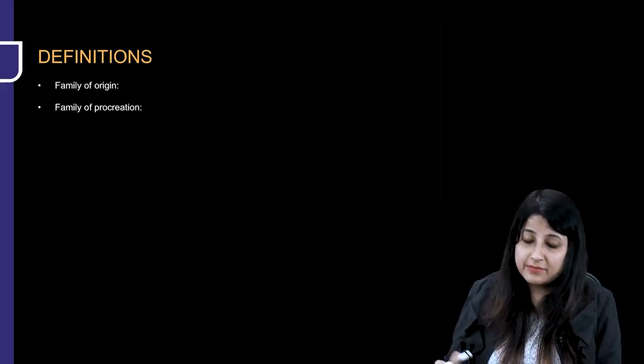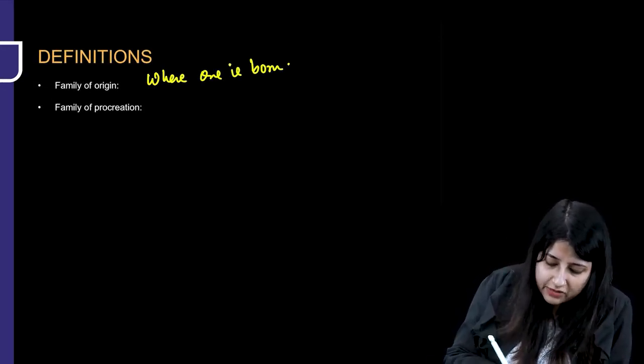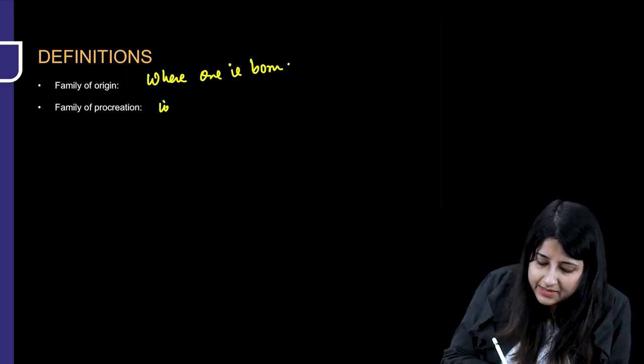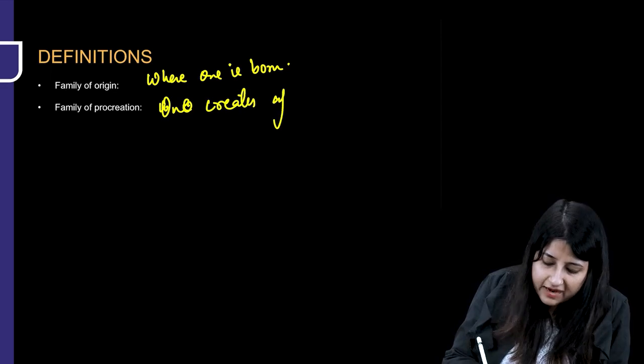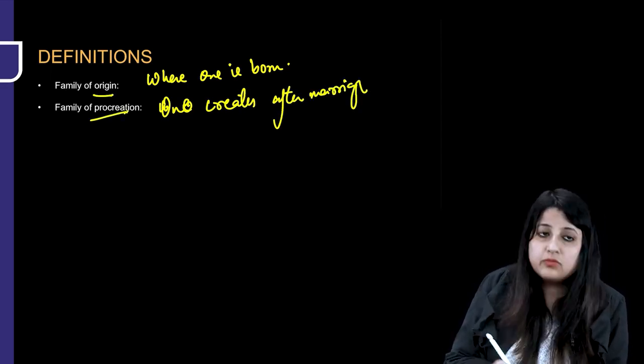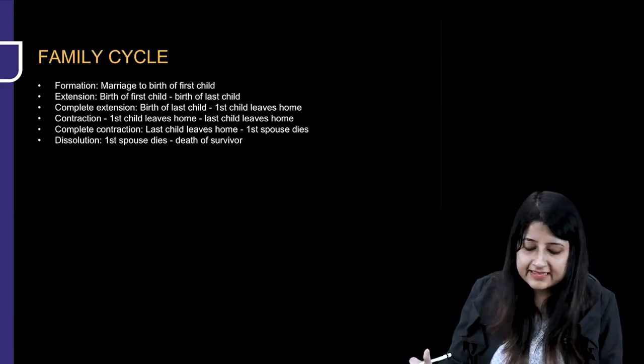Now there are 2 things: family of origin and family of procreation. Family of origin is where one is born, and family of procreation is the family one creates after marriage. So where you are born is the family of origin. The family that you create after marriage is the family of procreation. These are some examples.